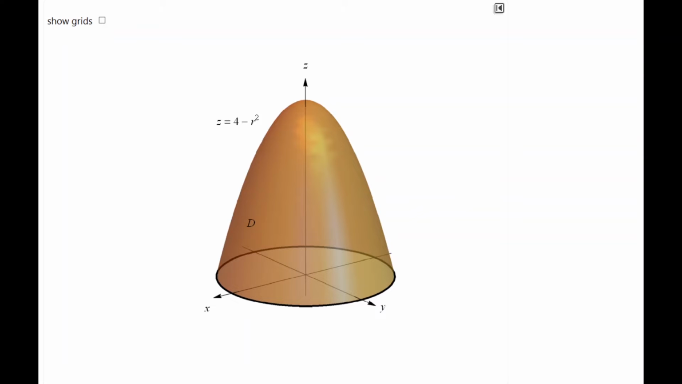we would get bluer colors near the top of our solid, and at the bottom it would be more red. That's how we would represent the function of 3 variables, which gives us the density. But what you see here is in fact the region of integration.